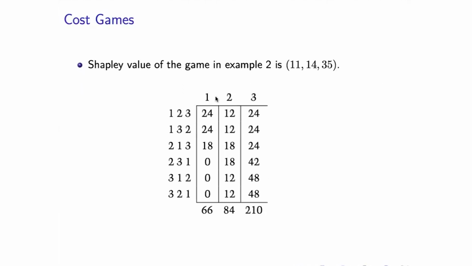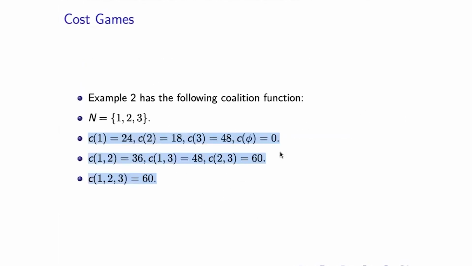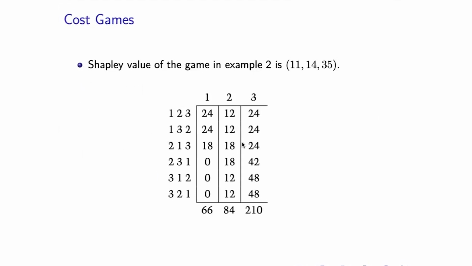And now if you add up, the total marginal cost to 1 is this 24 plus 18, so that's 48 plus 18, 66. Similarly, you can add up the ones to 2, so that's 84, and the ones to 3 add up to 210, right? And then we need to divide by 6 to get the Shapley value. So 66 divided by 6 is 11, 84 divided by 6 is 14, and 210 divided by 6 is 35, right? So that's how we calculate the Shapley value, and remember, this was the total cost, 60. So that's how we are going to divide this total cost, right? So 1 should pay 11, 2 should pay 14, and 3 should pay 35. Okay, so that's the standard way of calculating the Shapley value.